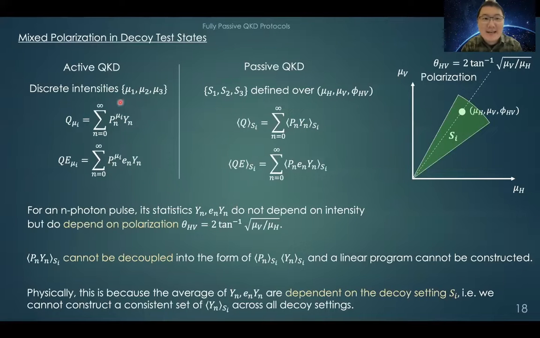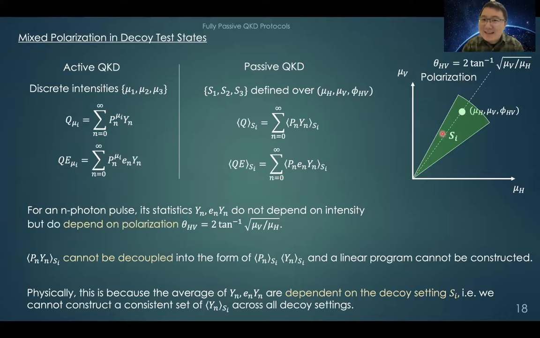First, for the decoy state analysis. If we look at the active QKD case, Alice usually selects a set of discrete intensities like mu1, mu2, and mu3. Your observables would be this combination of different n photon contributions times the probability of choosing those n photons, basically a Poissonian distribution. Similarly, for passive QKD, we'll define different regions as the decoy settings, like S1, S2, and S3 that are defined over this mu H, mu V, and phi HV that Alice observes.